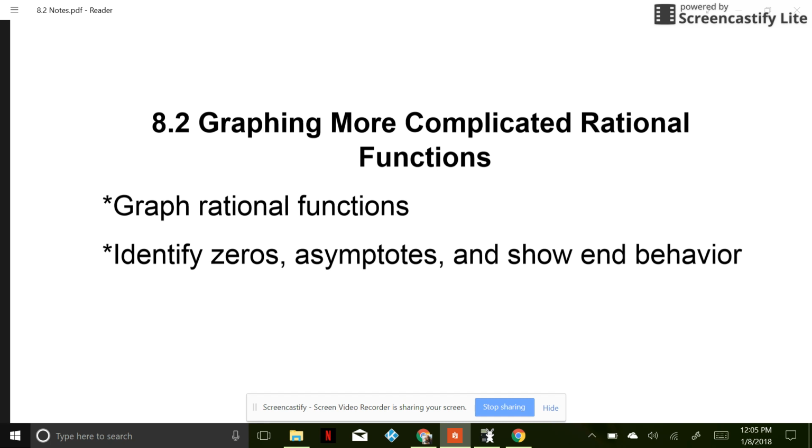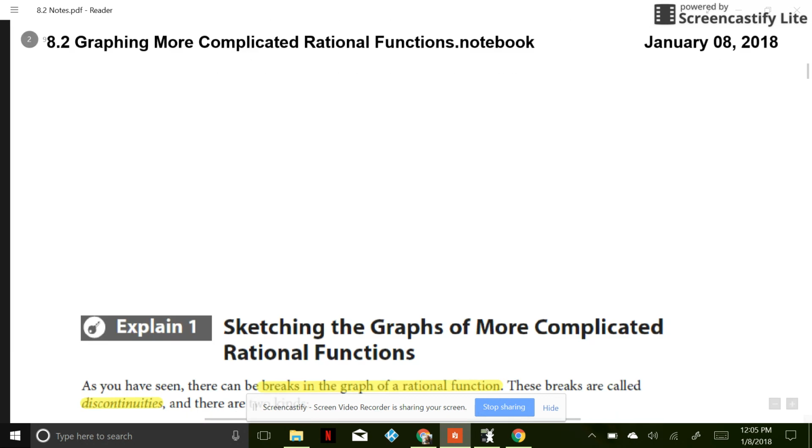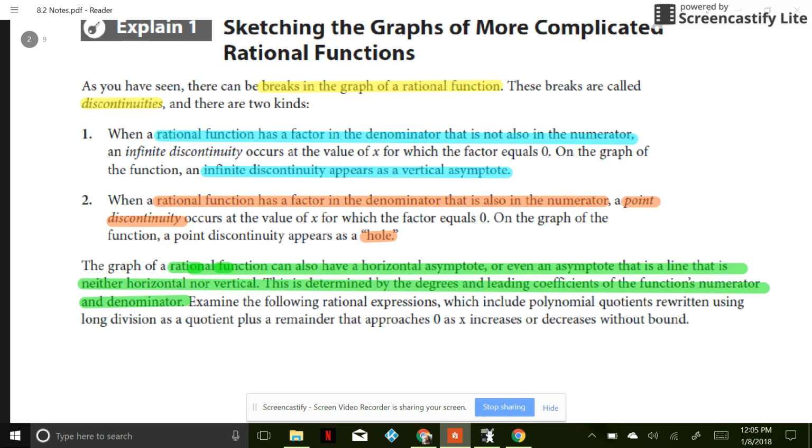So we're looking at section 8.2, which covers graphing more complicated rational functions. We're going to be graphing rational functions as well as identifying zeros, asymptotes, and end behavior. As we have seen, there can be breaks in the graph of a rational function.